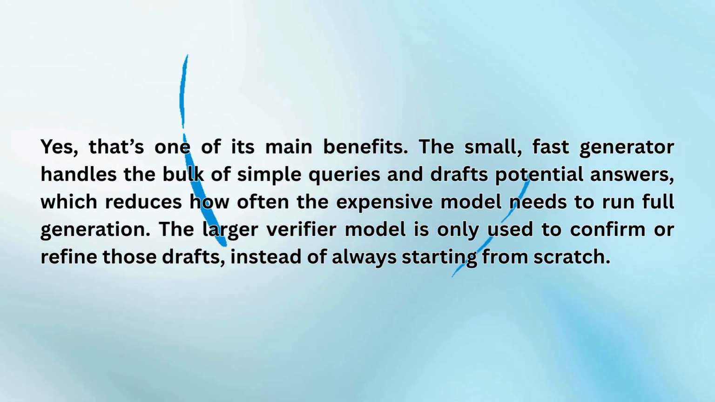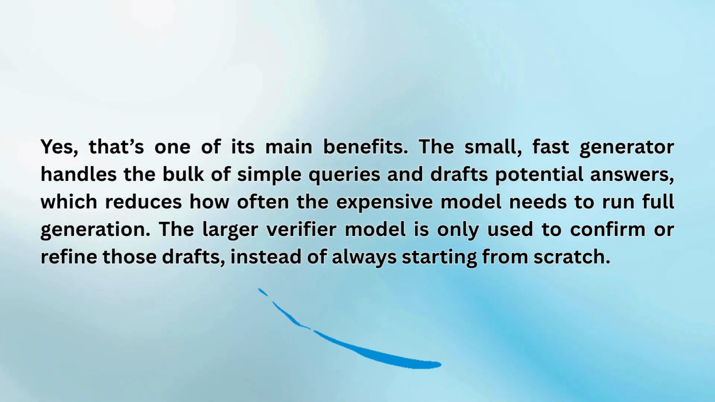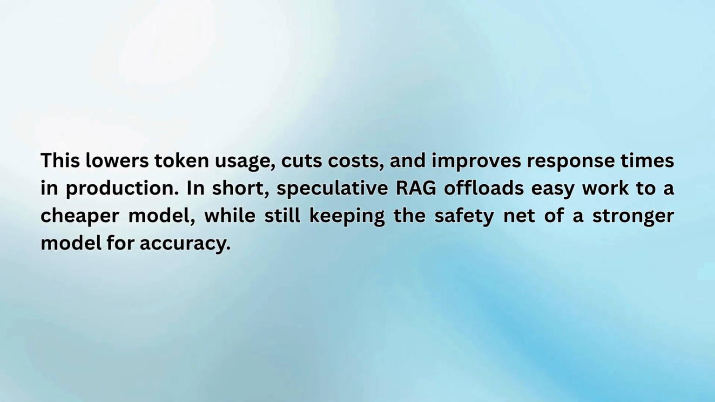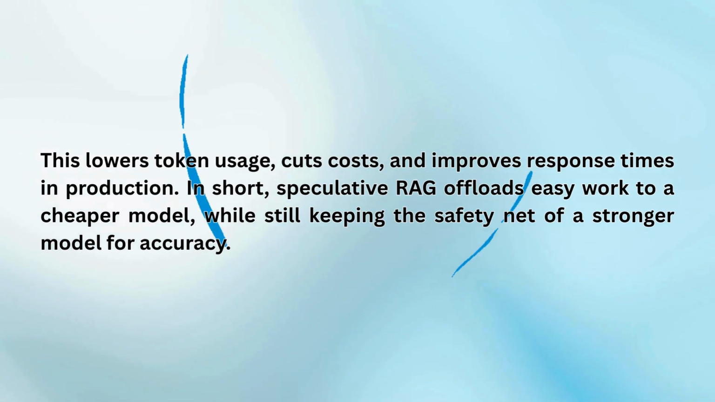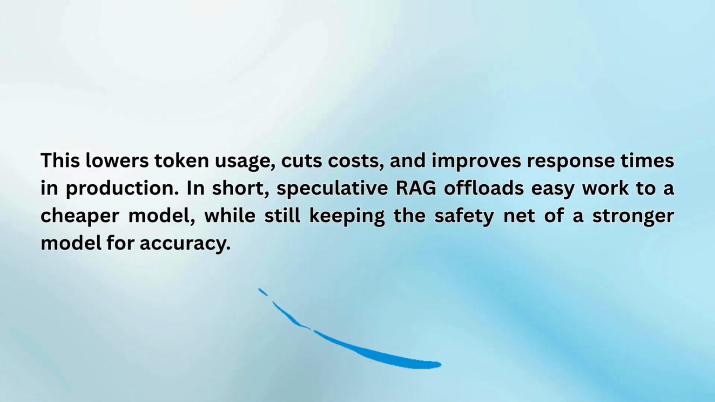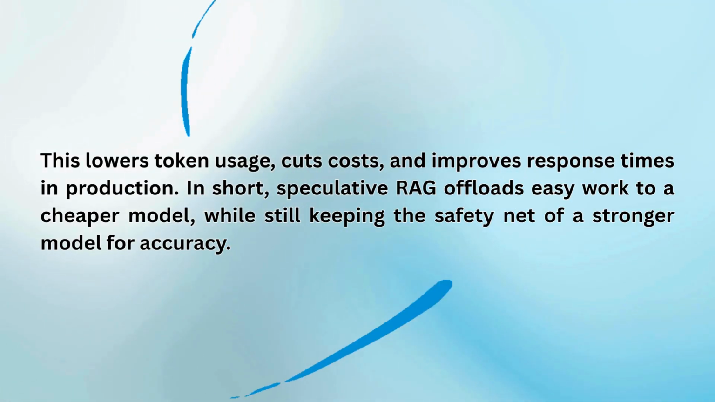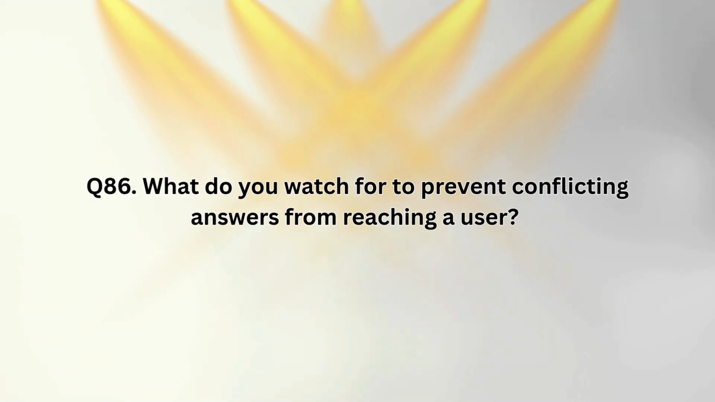The larger verifier model is only used to confirm or refine those drafts instead of always starting from scratch. This lowers token usage, cuts costs, and improves response times in production. In short, speculative RAG offloads easy work to a cheaper model, while still keeping the safety net of a stronger model for accuracy.